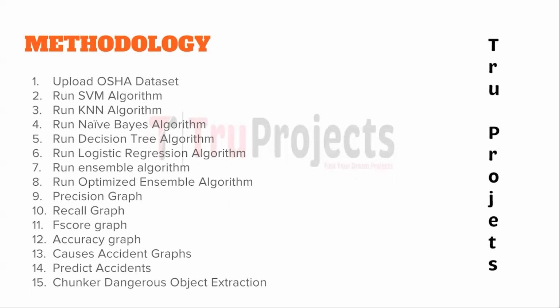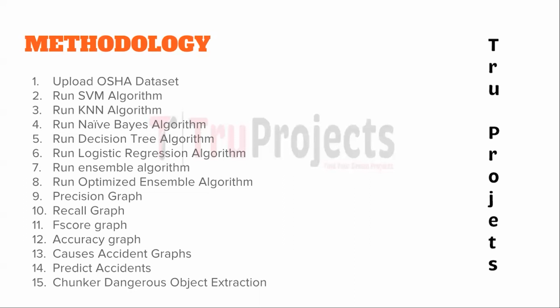And the fifth module is run decision tree algorithm. This module involves running the decision tree algorithm, which is a hierarchical model that makes decisions based on the features or attributes. The sixth module is run logistic regression algorithm. In this module, the logistic regression algorithm is employed, which is a statistical method used for binary classification problems.